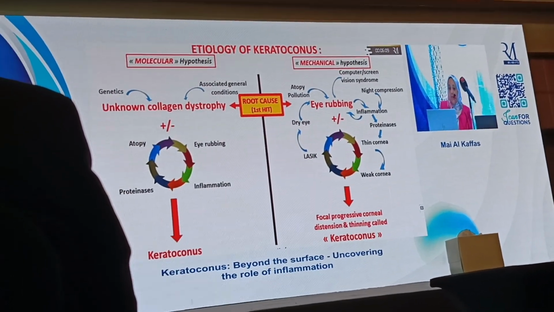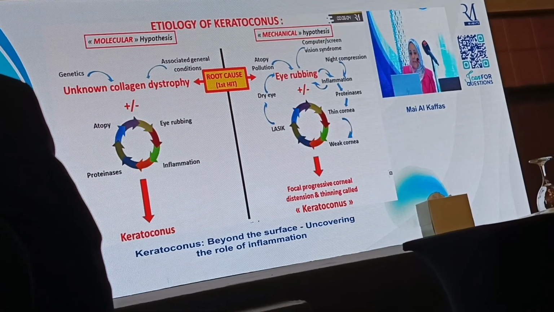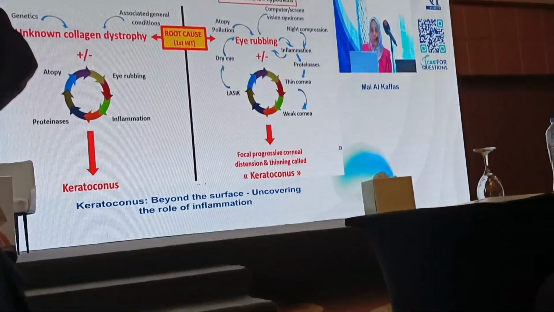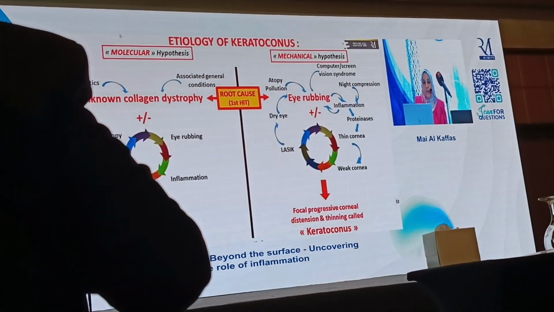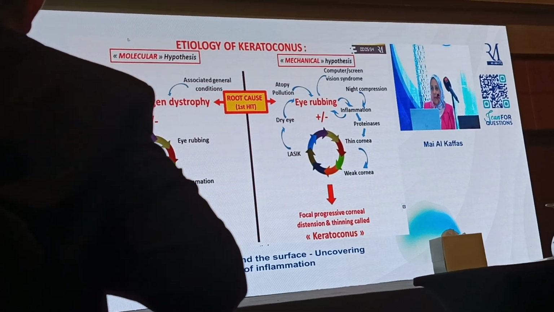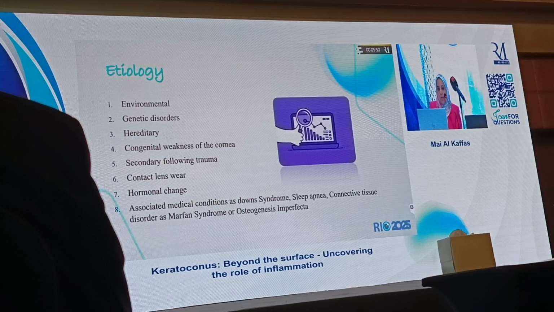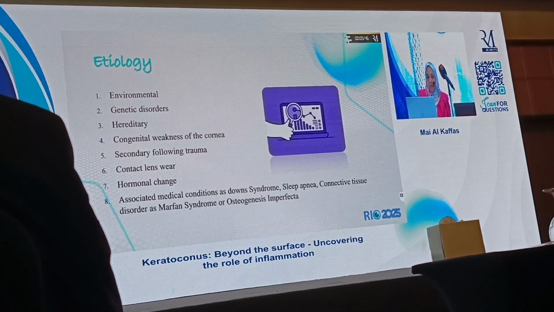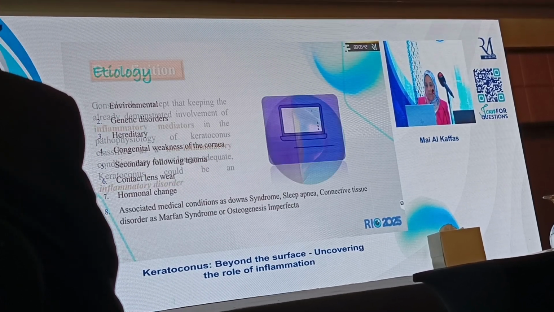Two hypotheses here, molecular and mechanical, are very important regarding the etiology. Genetic associations include general conditions such as Down syndrome, connective tissue disorders such as Marfan syndrome, and sleep apnea. Mechanical causes are mainly in atopic and allergic patients through eye rubbing. Etiology, moreover, includes congenital weakness of the cornea, and secondary causes following trauma, or hormonal changes.